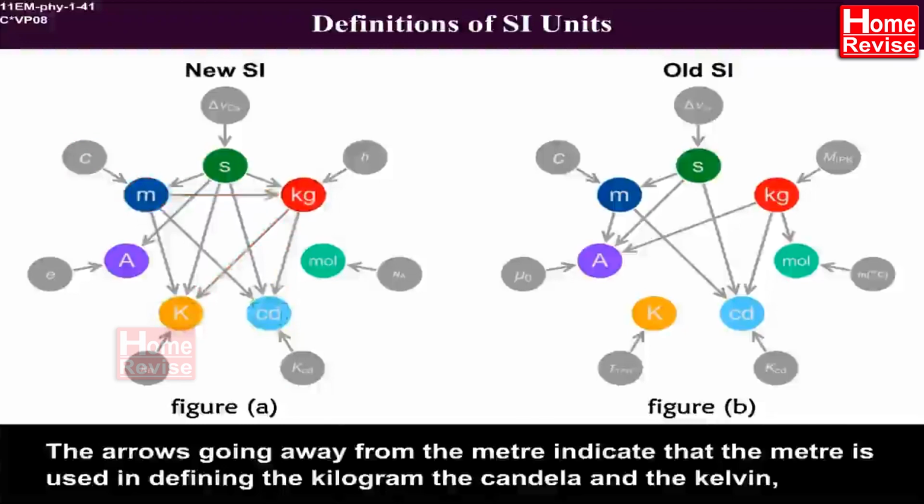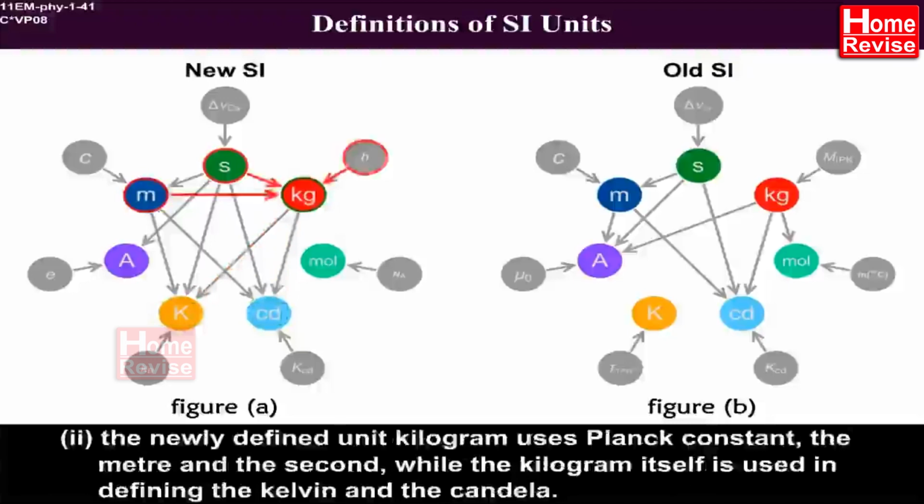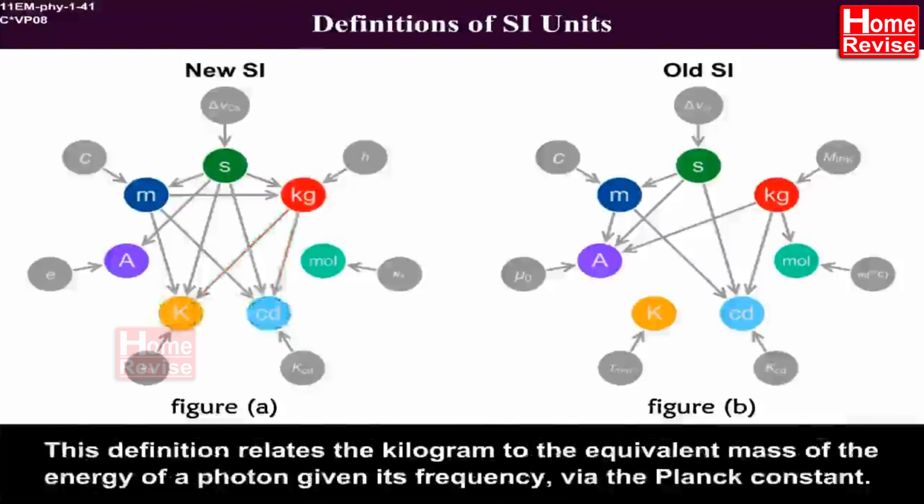The arrows going away from the meter indicate that the meter is used in defining the kilogram, the candela and the Kelvin. The newly defined unit kilogram uses Planck constant, the meter and the second, while the kilogram itself is used in defining the Kelvin and the candela. This definition relates the kilogram to the equivalent mass of the energy of a photon given its frequency via the Planck constant.